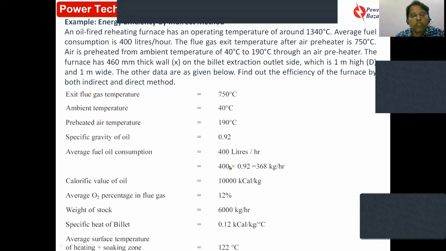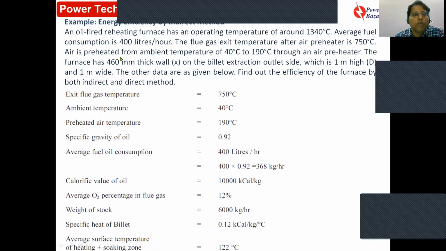Otherwise, sometimes the data will be given in the question. Otherwise, density is 0.92, you have to remember, and this 368 kg per hour is the 400 liters per hour, that is the average fuel consumption. Now, flue gas exit temperature after the air preheater: that means some waste heat recovery equipment has been employed. After the air preheater, the temperature of the flue gas is 750 degrees Celsius. Air is preheated from an ambient 40 degrees Celsius up to 190 degrees Celsius through the air preheater.